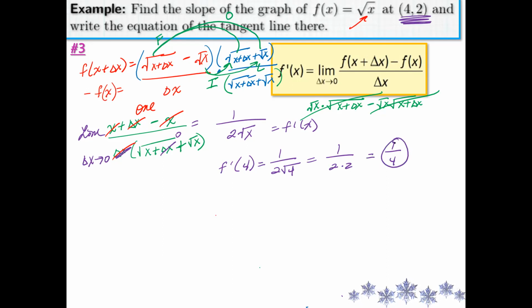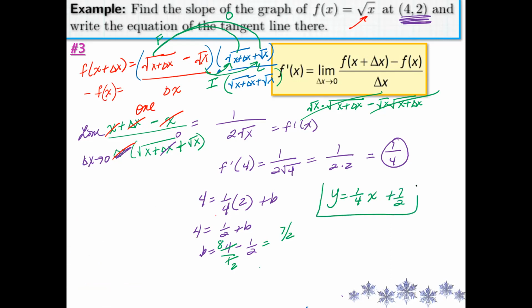Now to find the y-intercept, you have y equals m times x plus b. So 4 equals 1/2 plus b. That means b is going to equal 4 minus 1/2. Now for the 1/2, you will have to have a common denominator. So the 4 will become 8 over 2, which gives 7 over 2. Y equals 1/4 x plus 7 over 2 is your equation.